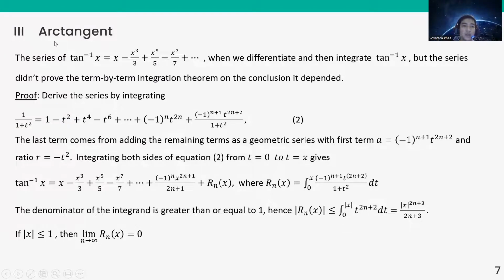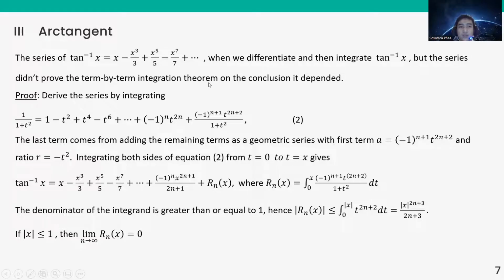The third point, arctangent. The series of arctan x equals x - x^3/3 + x^5/5 - x^7/7 + and so on. When we differentiate and then integrate arctan x, we get the series of arctan x.